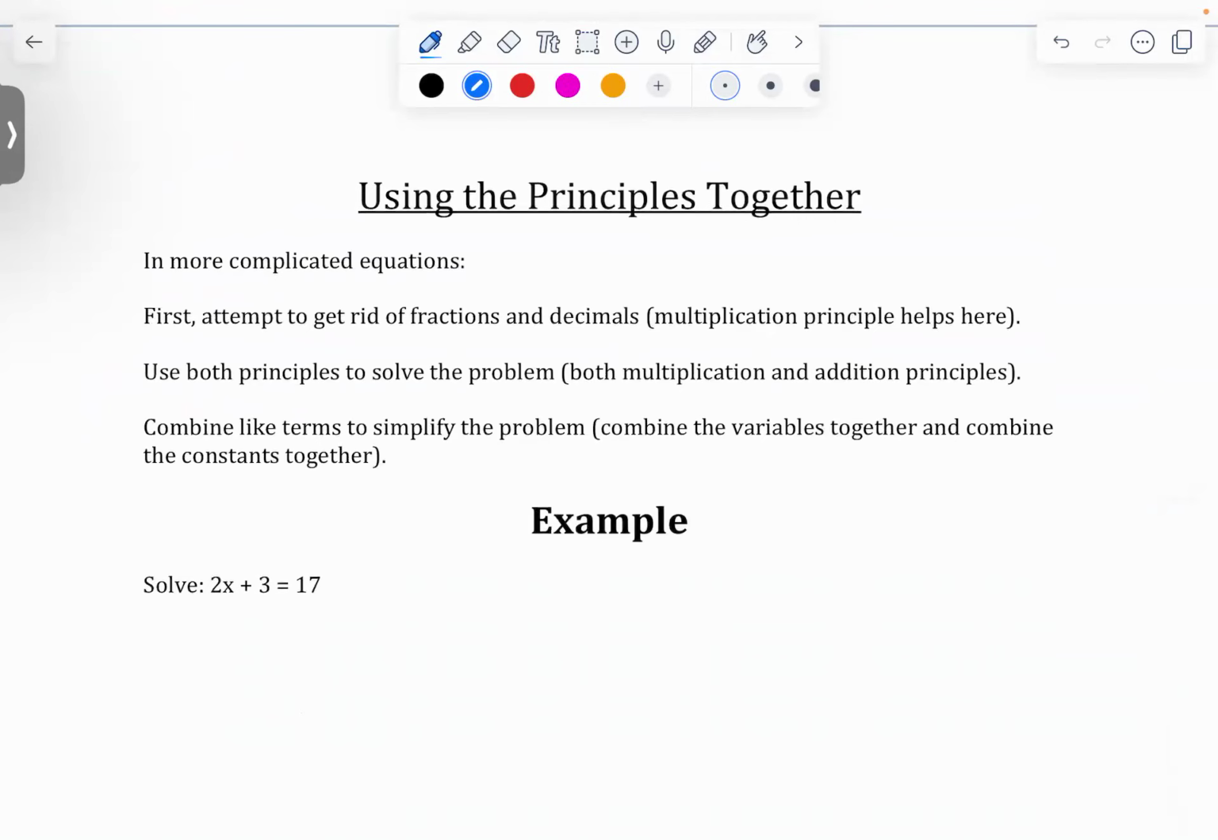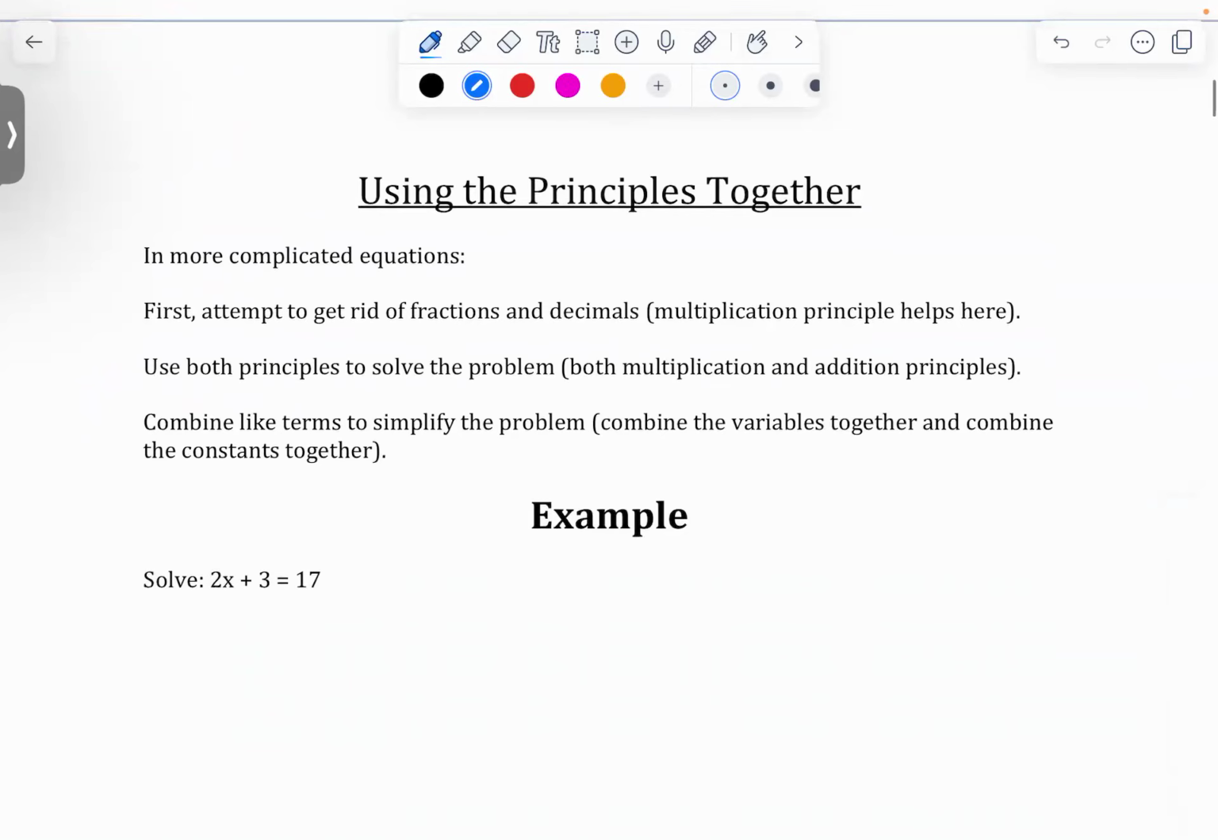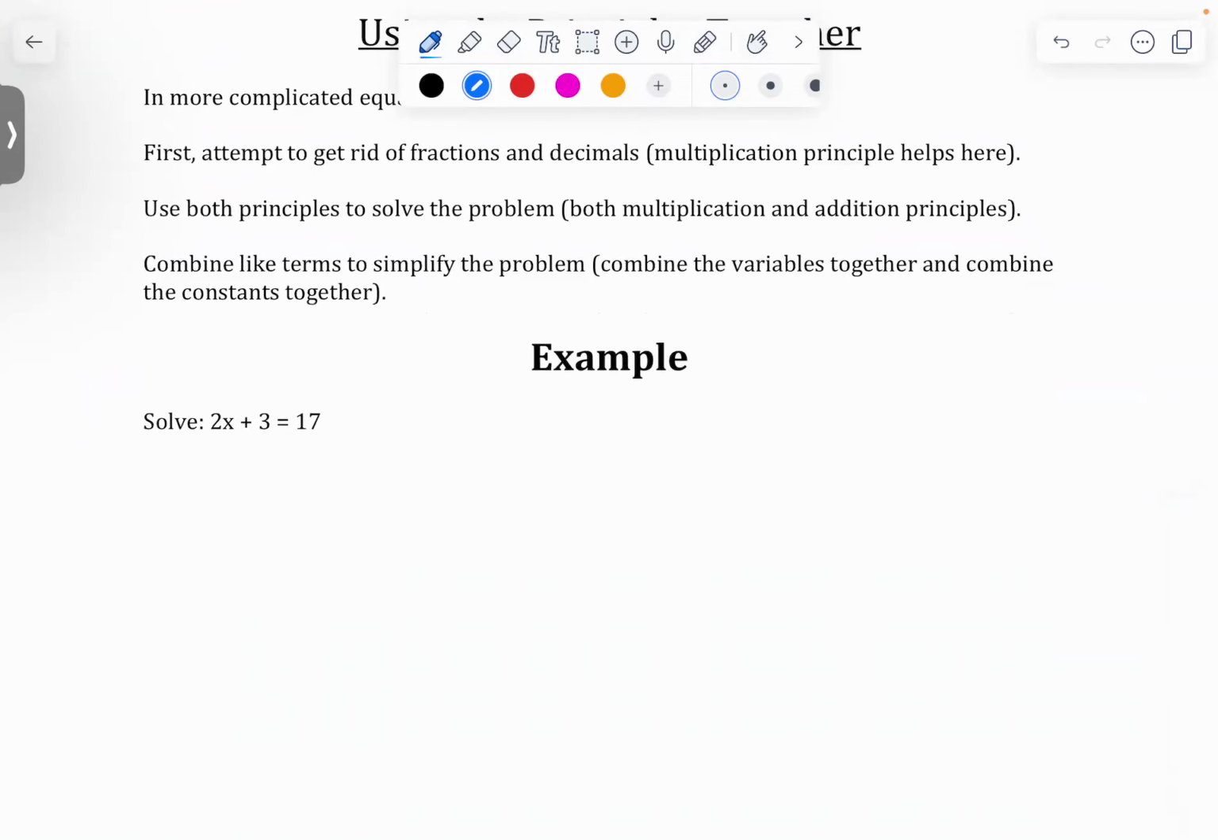The most interesting problems are when we use all these principles together, though. All right. Doing lots of multiplication, addition, subtraction, all of it together. This example here, 2x plus 3 equals 17, this is what we call two-step algebra. It's because you add or subtract a value, then you multiply or divide a value. That's two steps. You do basically the addition principle, then the multiplication principle. Subtract 3 from both sides, and then divide by 2 on both sides.